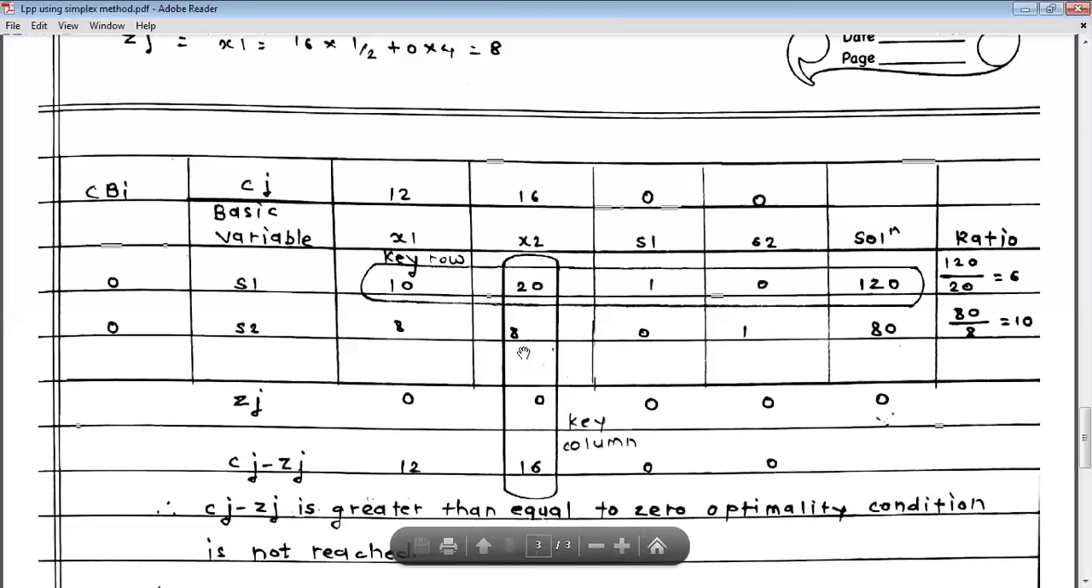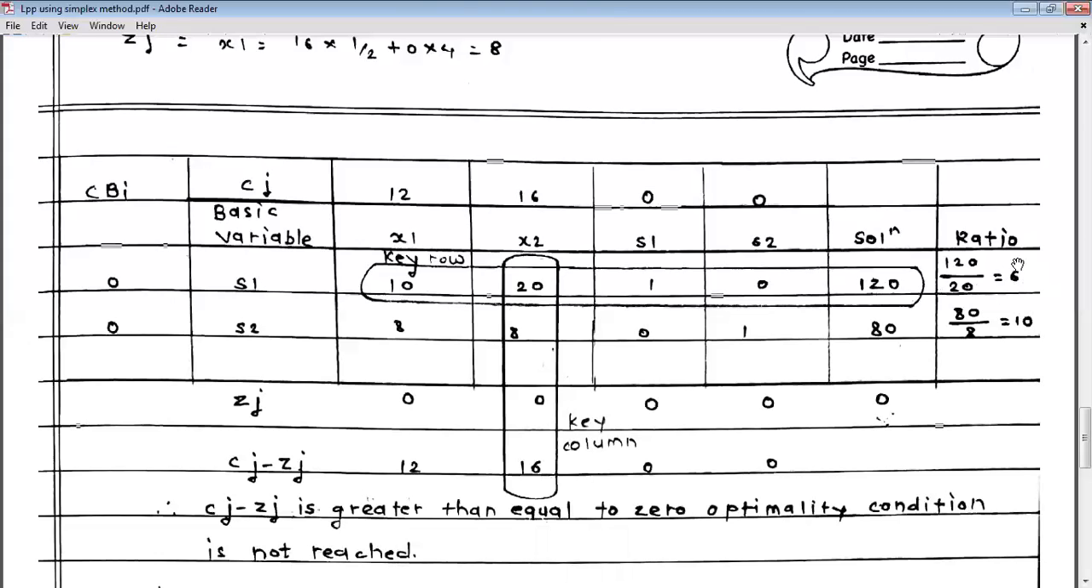And now you need to calculate the ratio. The ratio is calculated as the solution divided by the value present in column x2. So 120 by 20 equals 6, and 80 by 8 equals 10. Now here you need to check the minimum positive value, which is the least positive value in this case.